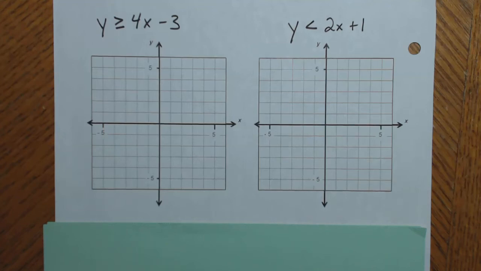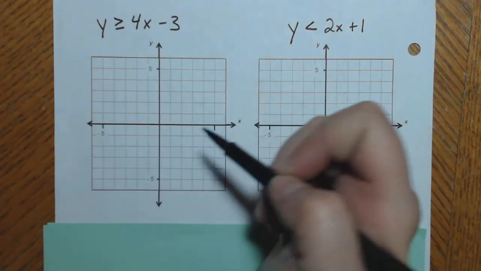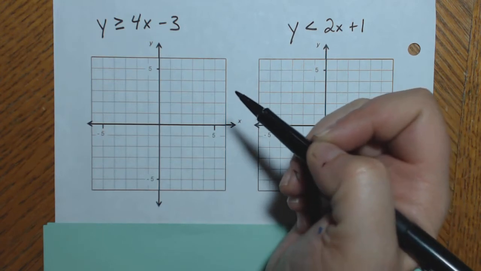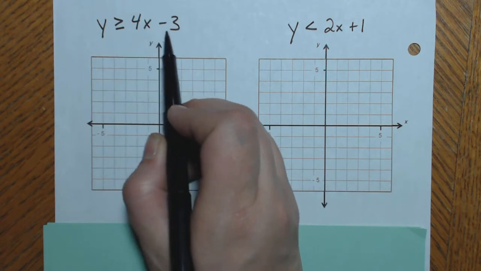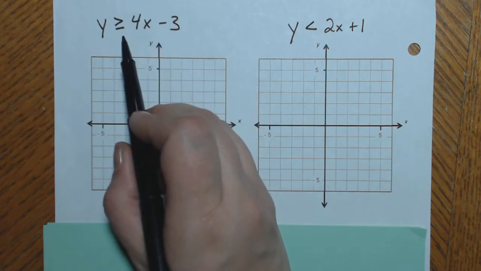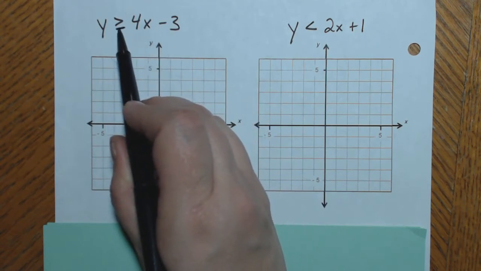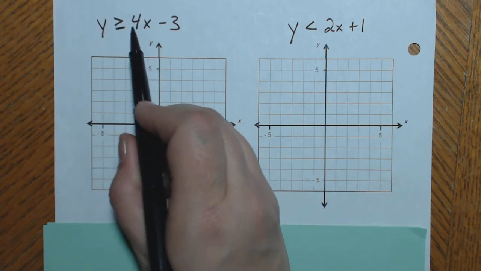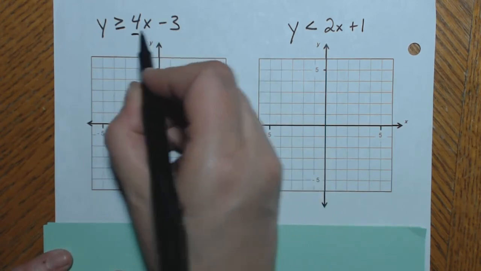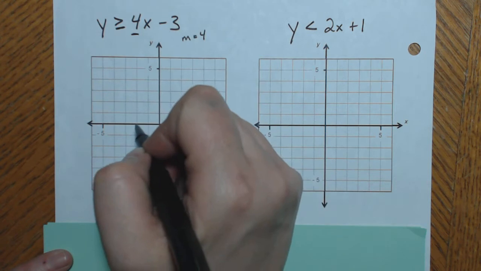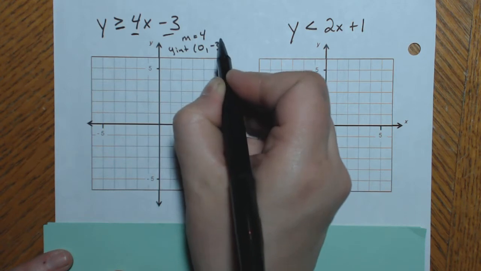This video is an introduction to graphing linear inequalities in two variables, which is section 7.5 in our book. So my first problem that I want to graph is y is greater than or equal to 4x minus 3. The first thing I want to do is graph the line y equals 4x minus 3, because this equal part means that that line is part of the solution for this inequality. So I know that the slope is 4 and the y-intercept is the point (0, negative 3).